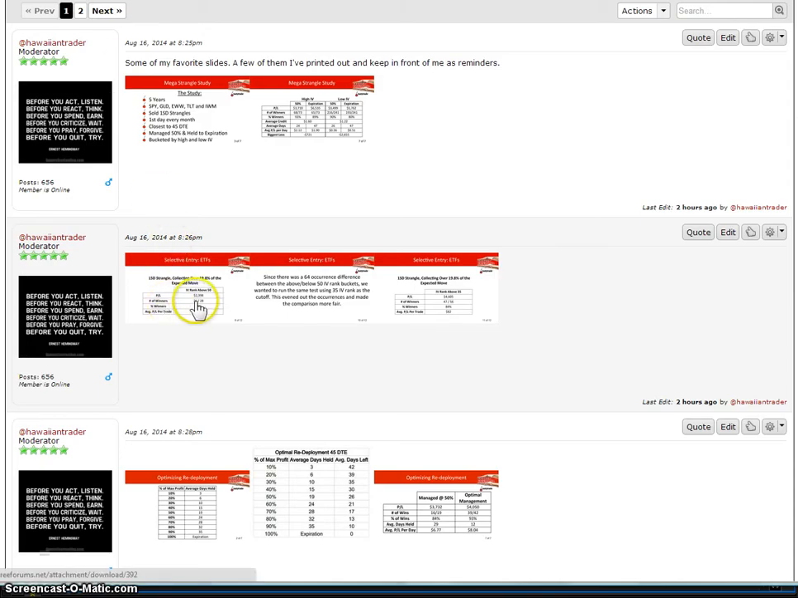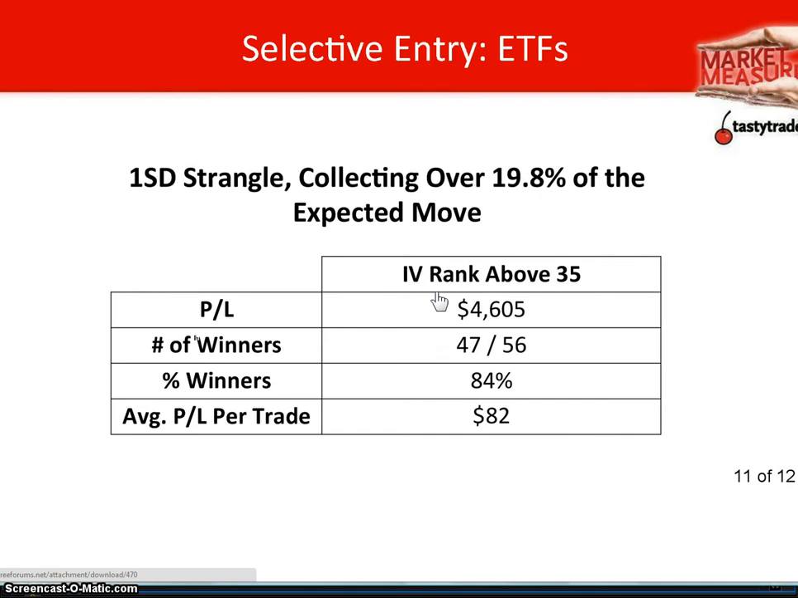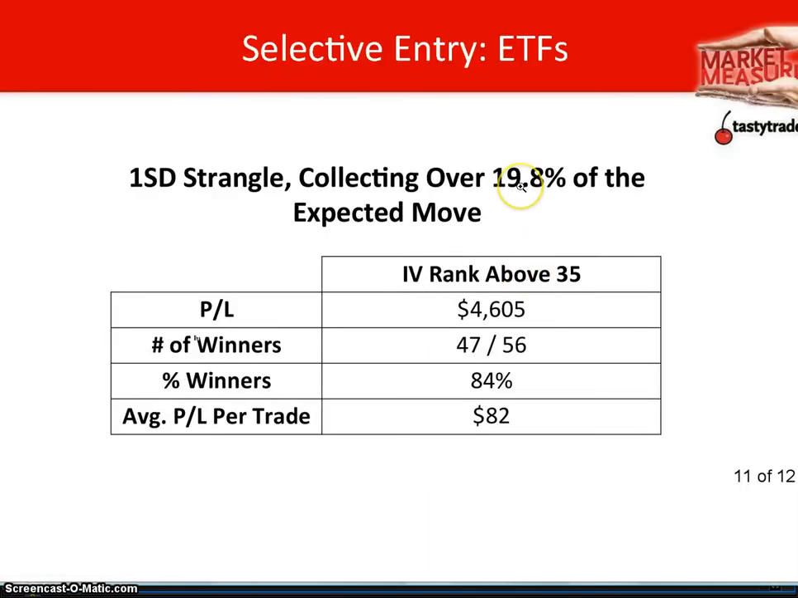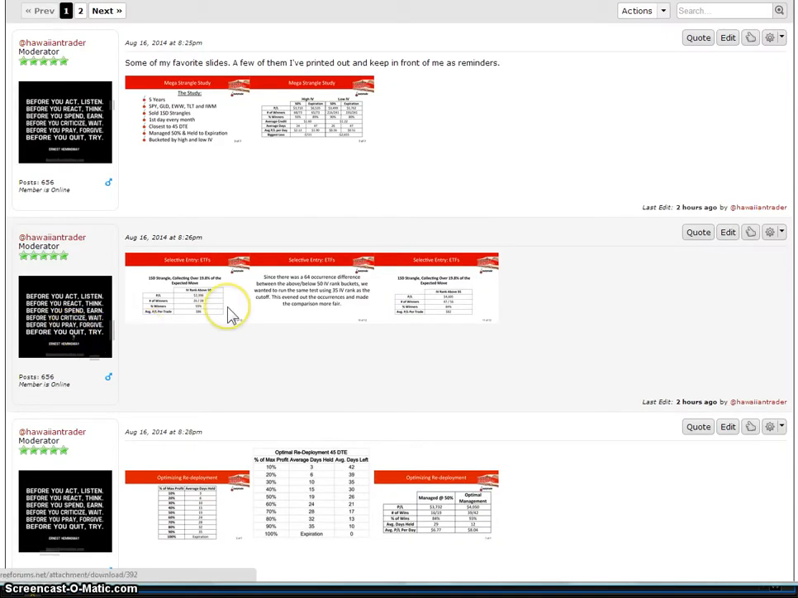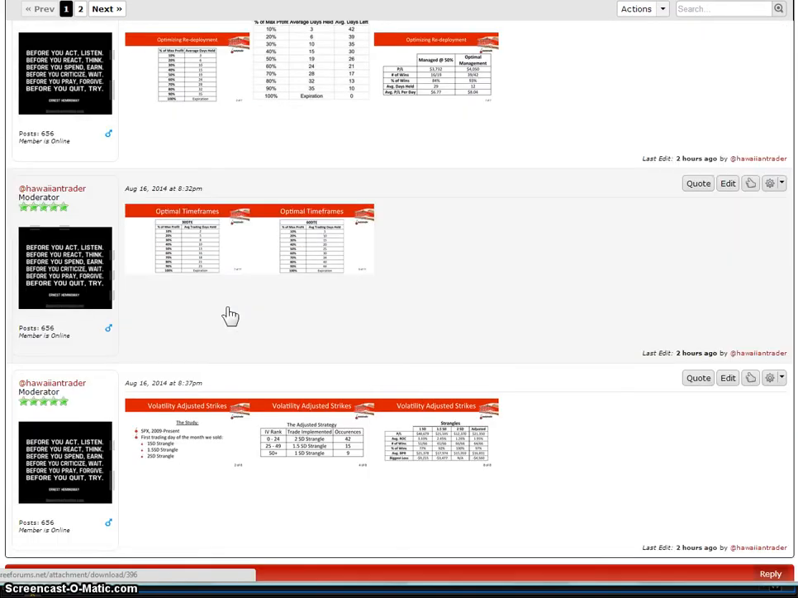As you can see here, selective entry ETF, when IV rank was above 50, it had 93% winners collecting 19.8% of the expected move. Well, IV rank is not above 50, but they did say when IV rank was above 35 and you collected 19.8%, you had an 84% win rate over here. And these are at one standard deviation. So we can trade this. We want to look at 19.8%. Another thing you want to look at is right here, volatility adjusted strikes.